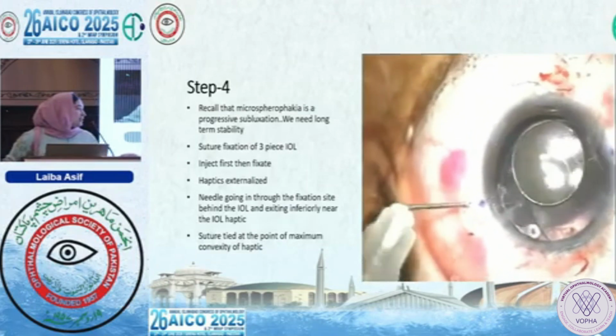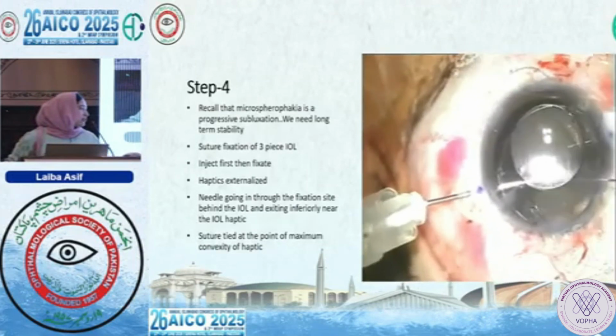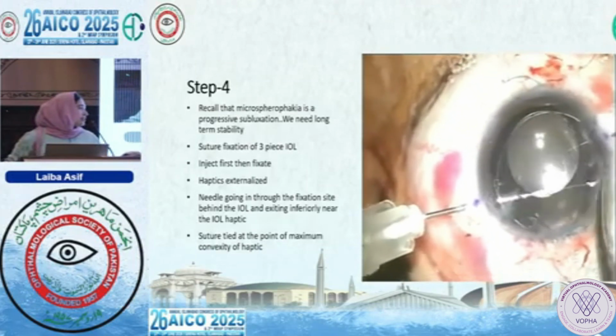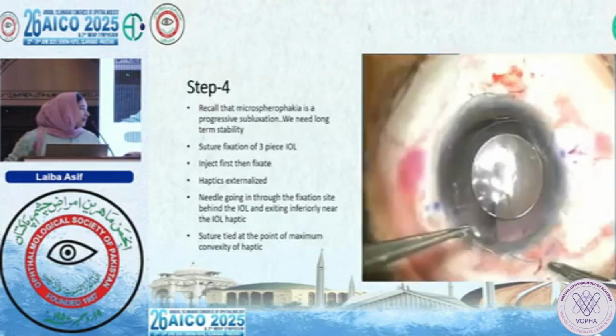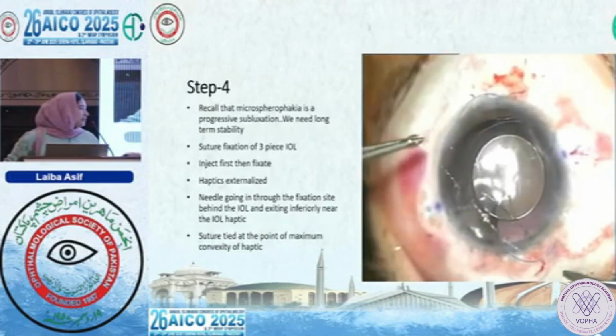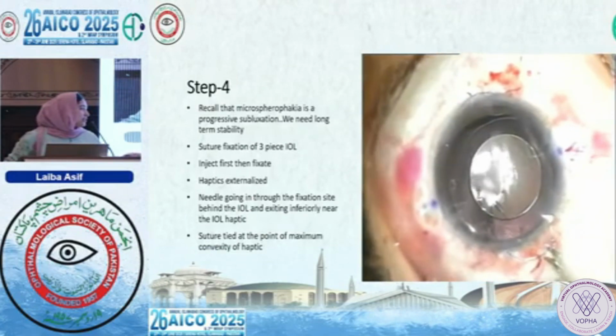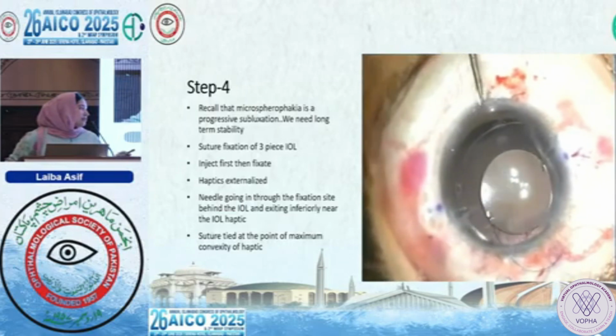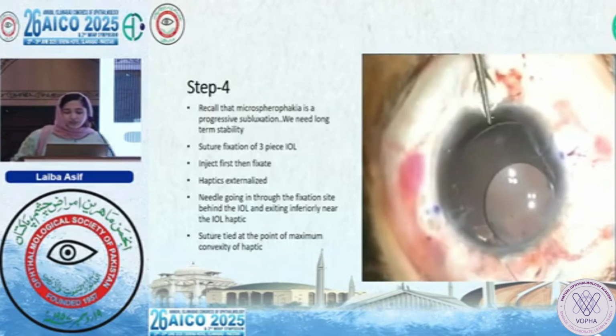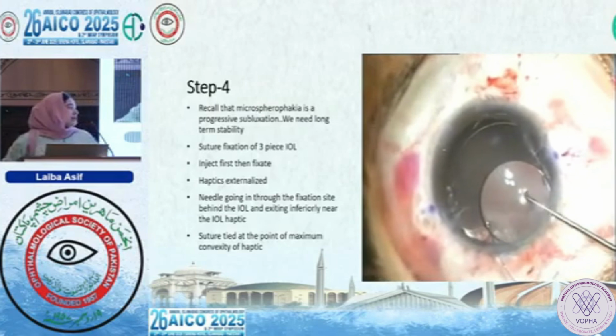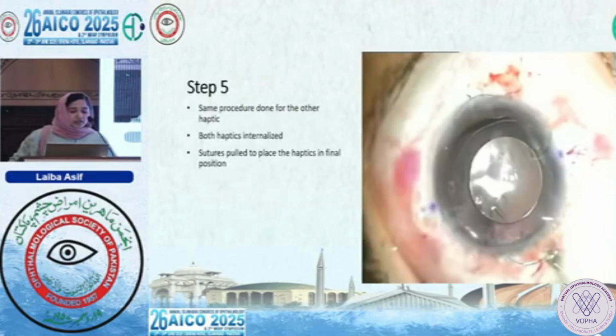Here you can see the same procedure is being performed from the other side as well. The needle is here coming out of the fixation side. The suture passed here. Now both haptics will be internalized and the suture will be pulled to finally fix the haptic in its place.